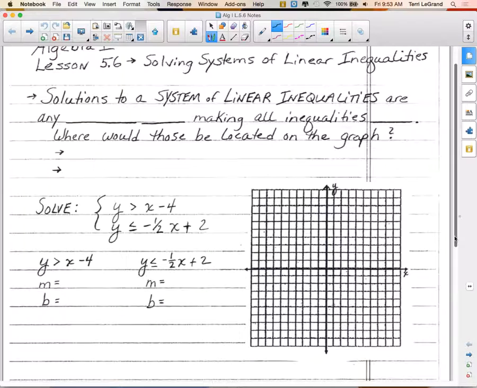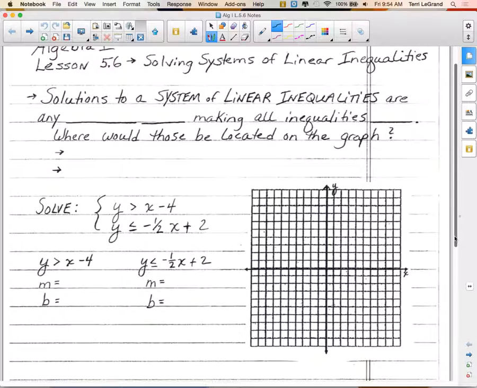So, solutions to a system of linear inequalities. System meaning what? What does system mean? This is not hard. We'll make it hard. A system of something in this mathematics world. We did systems of equations. Now we're doing systems of linear inequalities. This means two or more, just two or more. So more than one, basically.